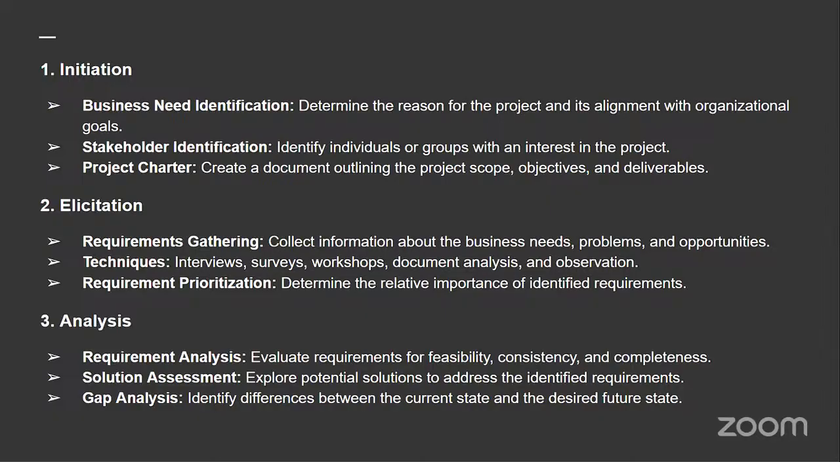And also we have elicitation. Under elicitation, you have requirement gathering, you have techniques, and you have requirements prioritization. Requirement gathering involves collection of information about business needs, problems that are supposed to be resolved, and opportunities that may arise in the business itself. And talking about techniques, it involves what is needed to gather the information. This process includes interviews, surveys, workshops, document analysis, and observation.